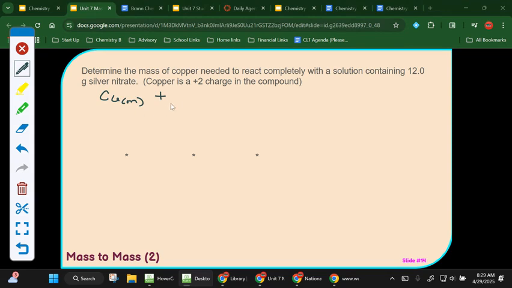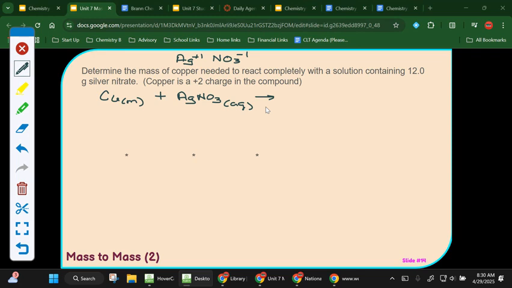Silver nitrate. How do I write silver nitrate, Natalie? AgNO3. Ag +1. NO3 -1. The compound needs to be balanced off so that their charges are 0. Okay? If it is a solution, what 2 letters should I put by it? AQ. Okay. So now I'm going to produce something.